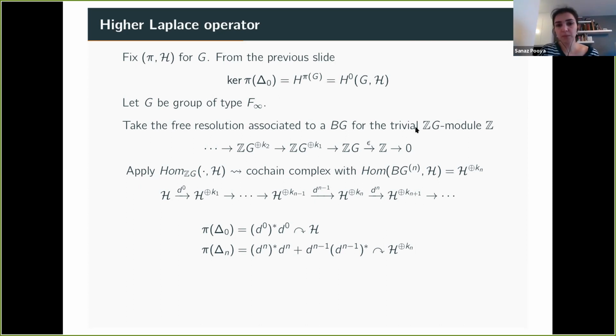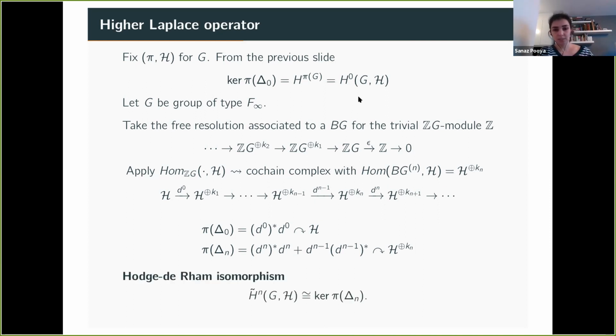So what we want to see was something like this. Obviously, we have to forget about invariant vectors, but in fact, the equality between the kernel of the Laplacian and the 0 degree cohomology can be seen via this Kazhdan isomorphism, which in fact provides us with a similar phenomenon, namely the kernel of delta n viewed inside pi is isomorphic to the nth degree reduced cohomology of G with coefficients in the representation we fixed from the beginning.